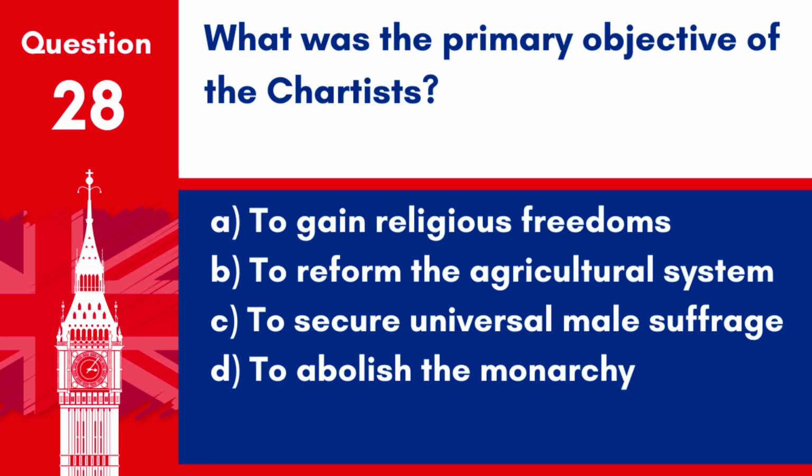Question 28. What was the primary objective of the Chartists? A. To gain religious freedoms. B. To reform the agricultural system. C. To secure universal male suffrage. D. To abolish the monarchy. Answer: C. To secure universal male suffrage. The Chartists were a working-class movement in the 19th century focused on political reforms, including voting rights for all men.